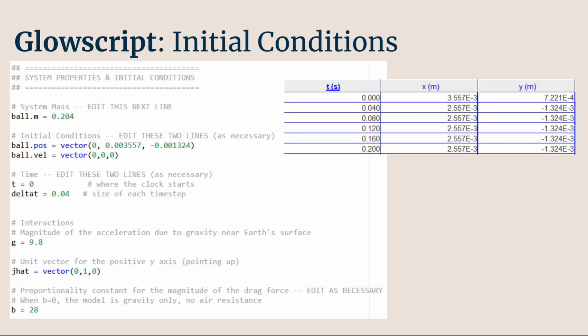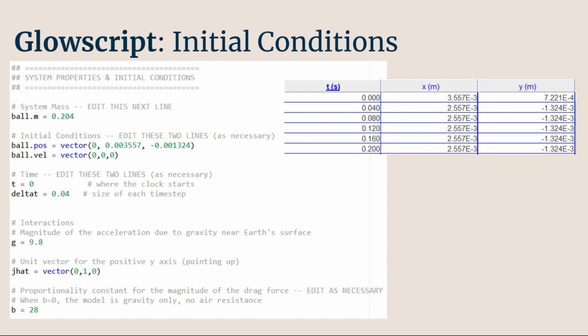The system is the Slinky and the surroundings is the Earth. The origin of the coordinate plane is said to be at the bottom of the Slinky. In our initial conditions, the mass of the Slinky is said to be 0.204 kilograms, and the initial position of the bottom end of the Slinky is edited to match the position of the bottom seen in Tracker. The initial velocity of the bottom end remains to be 0 since it's starting at rest.